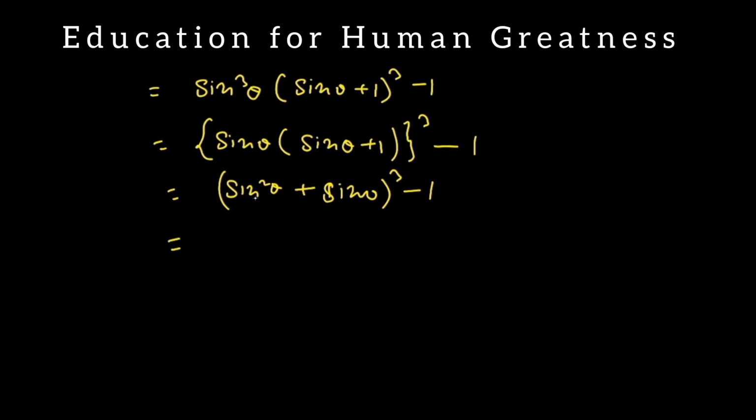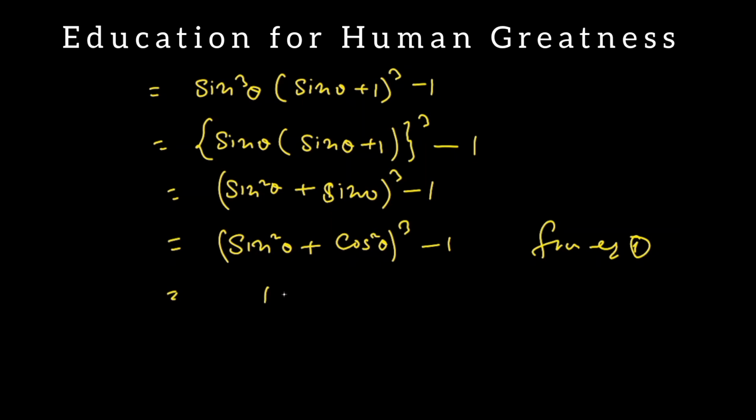So sin square theta as it is we have written, and then sin theta from equation first is equal to cos square theta and its cube minus 1. From equation first, and here it is formula 1 cube minus 1, that means 1 minus 1 equal to 0.